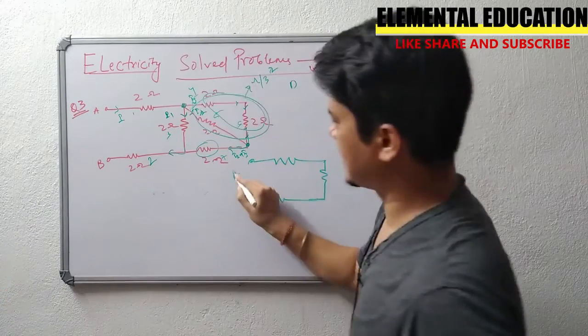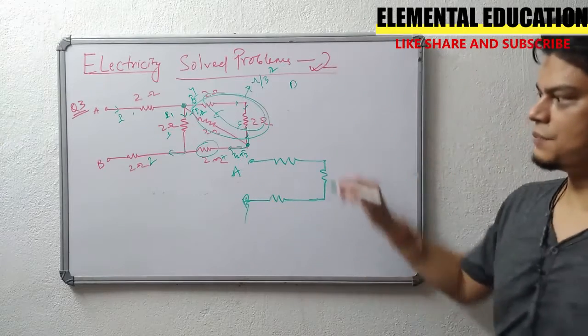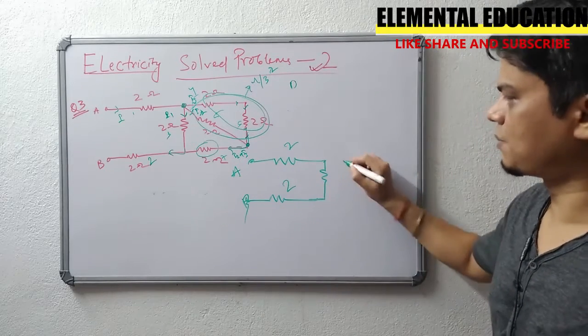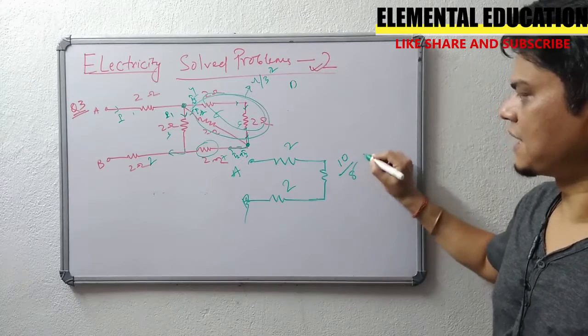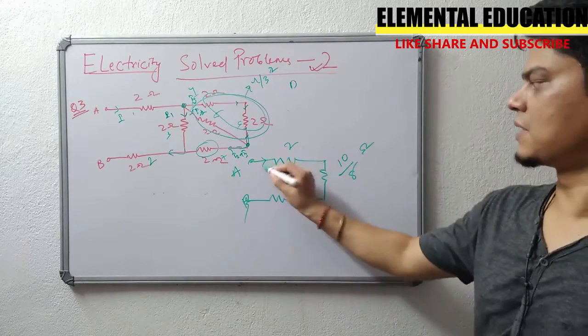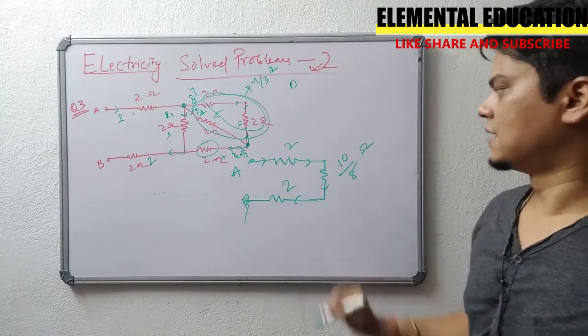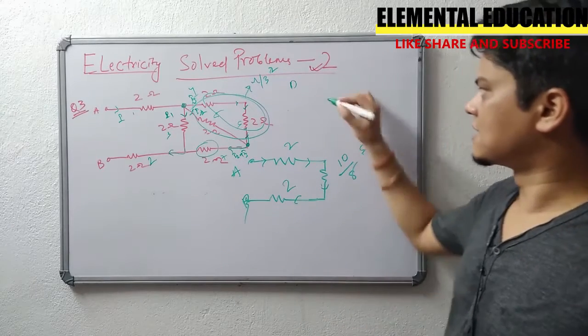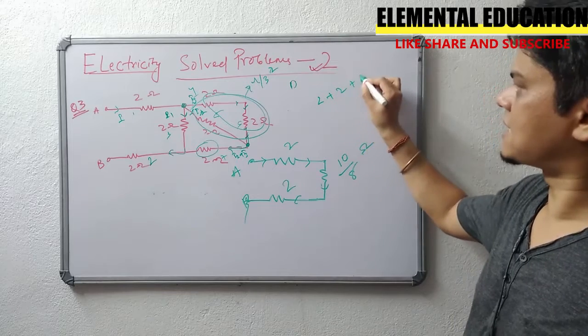This is the point A and this is the point B. So this is 2 ohm, this is 2 ohm and this is 10 by 8 ohm. So these 3 are now in series. See, because a single current is flowing, right? So these 3 are in series. So 2 plus 10 by 8.